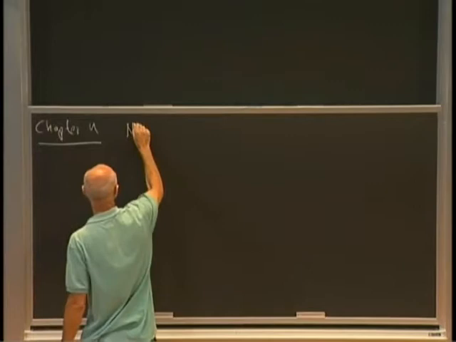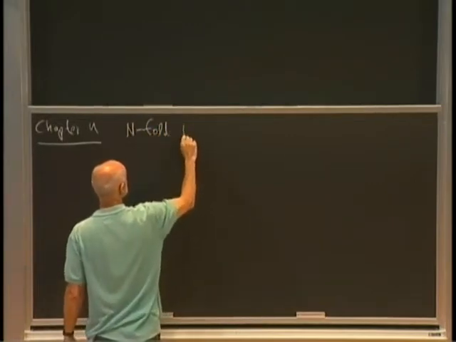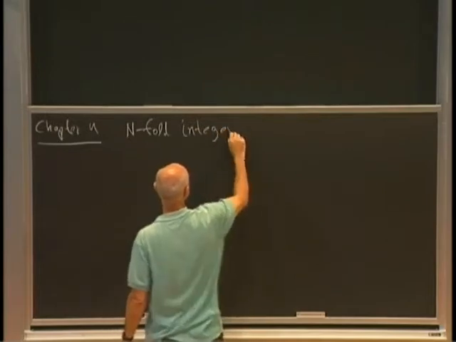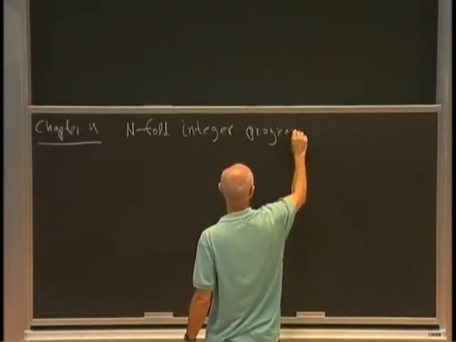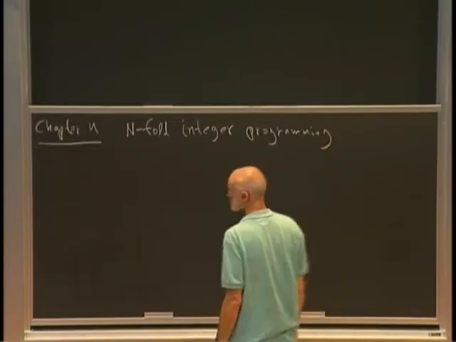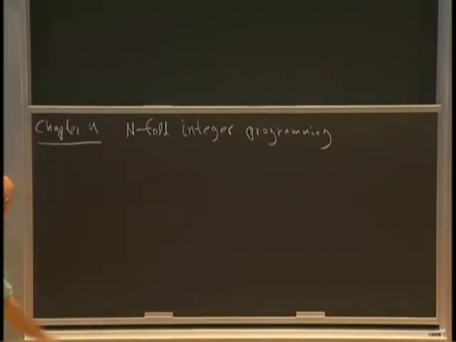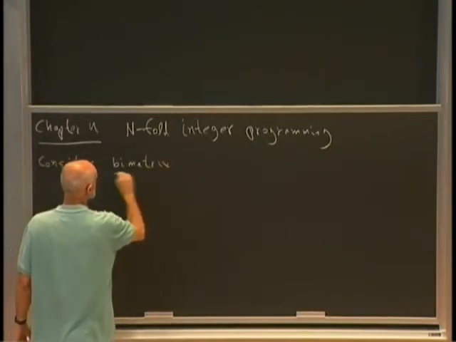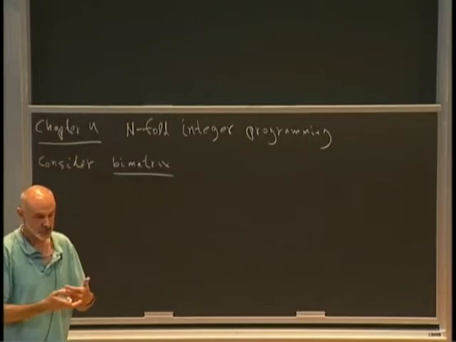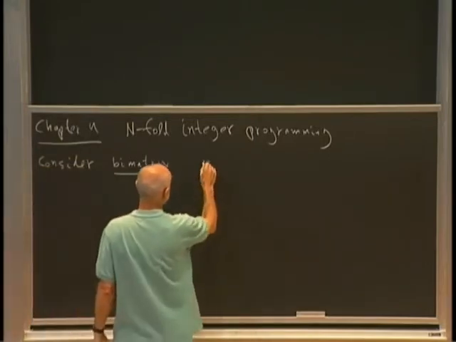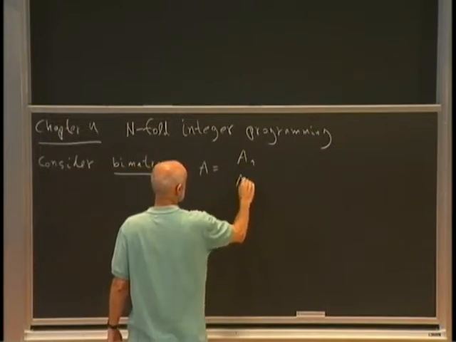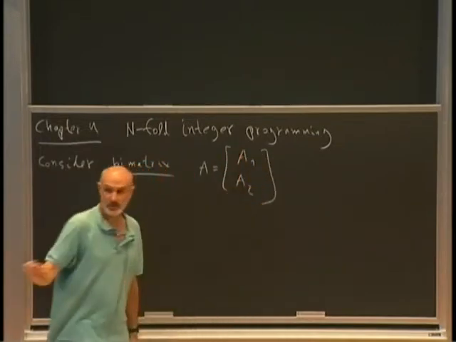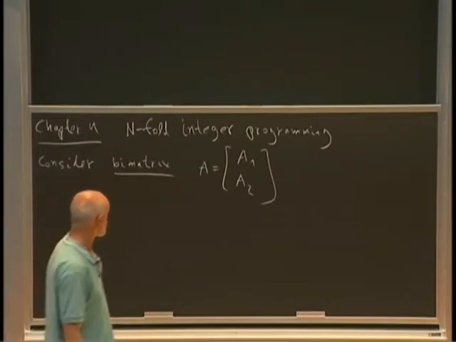Chapter 4. This is called n-fold integer programming. The basic definition is the following. We consider what I call a bimatrix. A bimatrix simply means a matrix with a partition of the rows into 2 blocks. So it is a matrix, but we keep in mind the partition into 2 blocks.